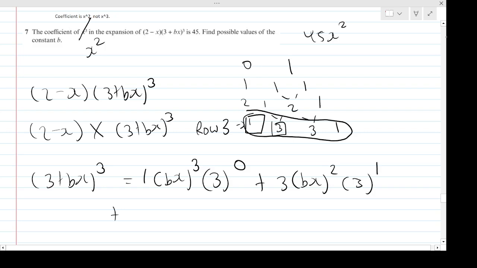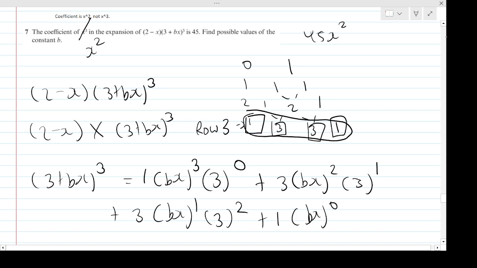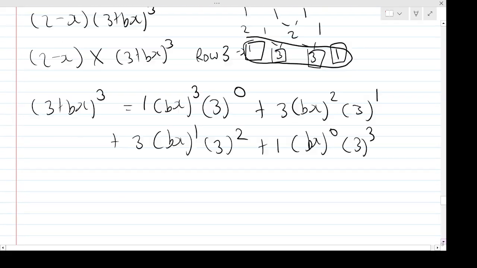Then we have the next term, which should be 3. Then bx will now be a power of 1, because we've gone down from 2 to 1. Then we go from 3, but then that'll be a power of 2, because 1 and 2 again gets us 3 overall. And then the last term will be 1 there. And then we have bx to the power of 0 now. And then 3 will be a power of 3 to get us 3 overall as a power. So there we are then.